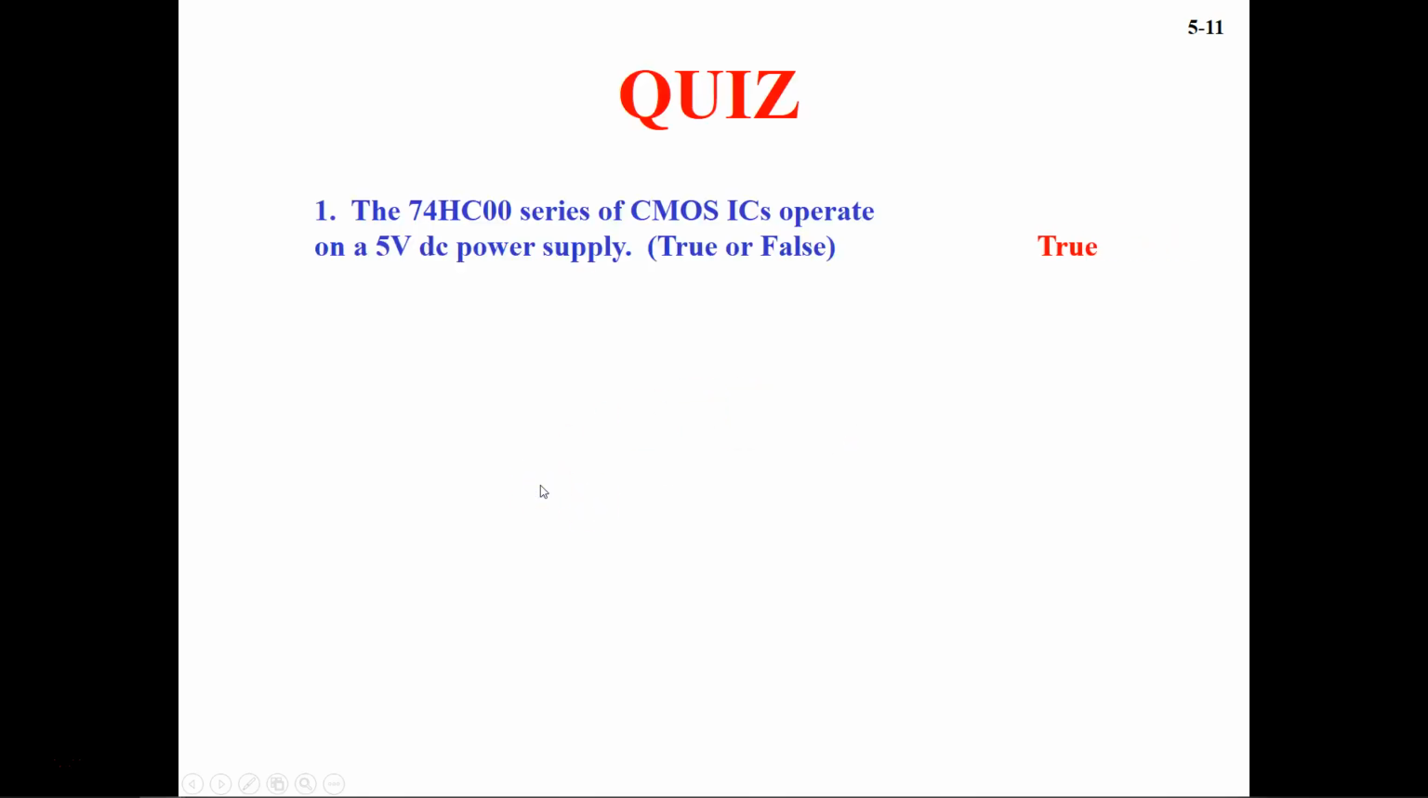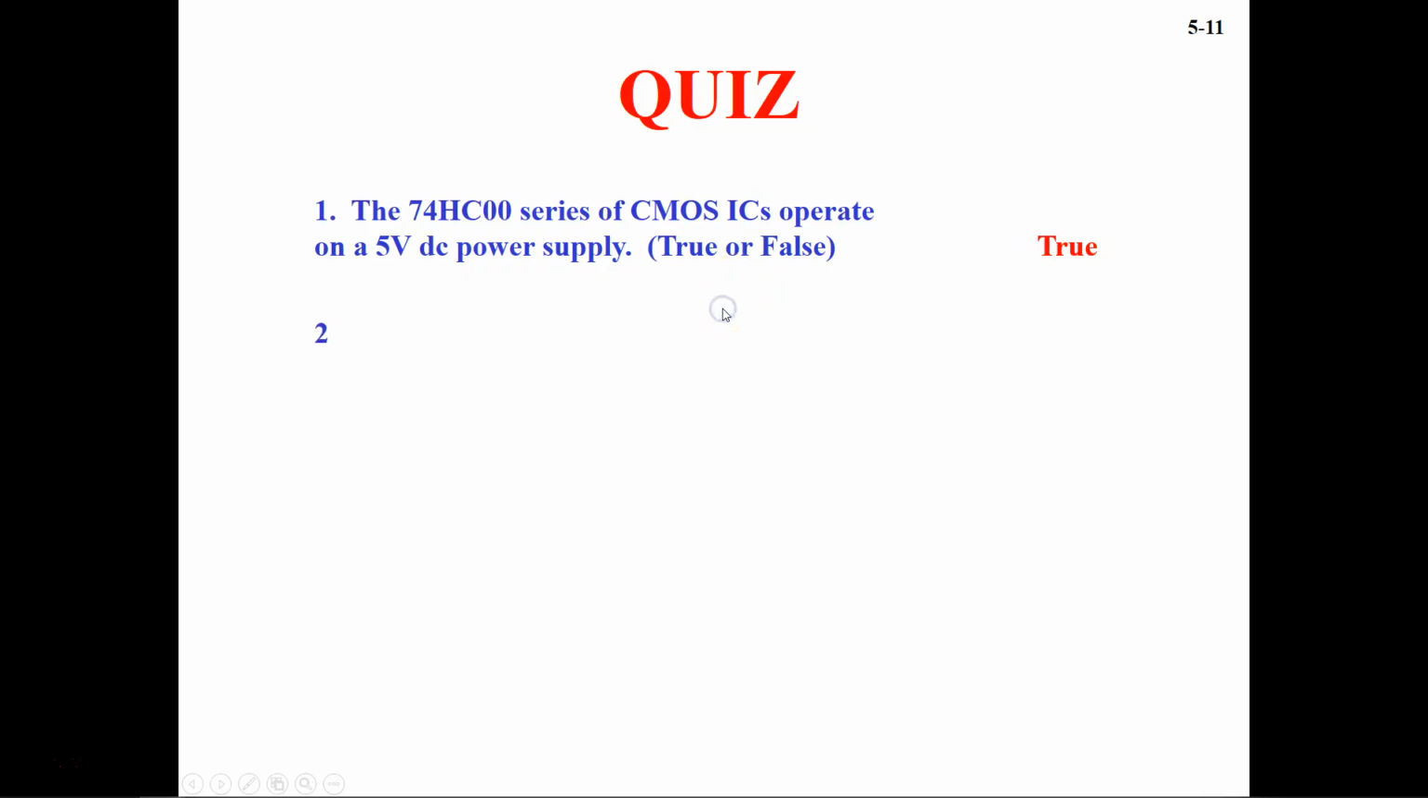Now let's see. Okay, so we have: 74HC00 series of CMOS ICs operate on a 5 volt DC power supply. Is it true or false? So the answer is already there, which means this is true.